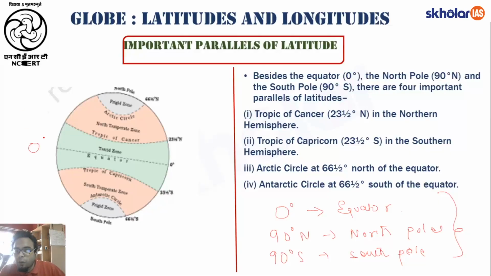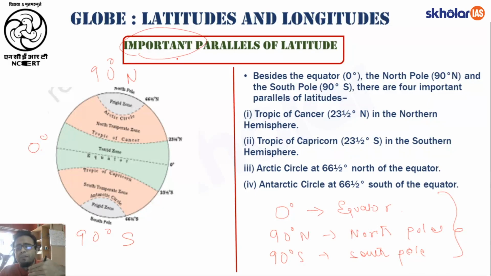So this is 0 degree, here we have 90 degree, and here we have 90 degree, right? This is 90 degree north, this is 90 degree south. So in between 0 degree and 90 degree north, and in between 0 degree and 90 degree south, there are other very, very important latitudes that we have to know.